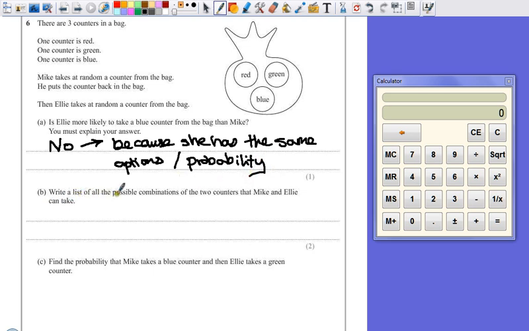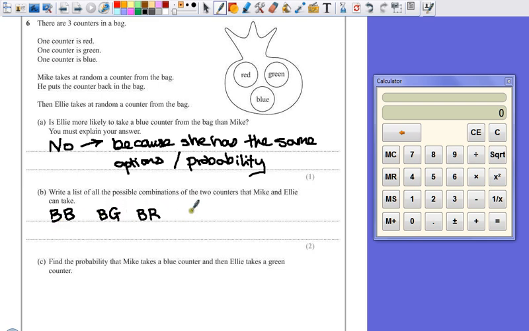B. Write a list of all the possible combinations of the two counters that Mike and Ellie can take. So bear in mind, it's just the same three counters. Each person is choosing from the same options. So let's keep it logical. I'm going to use B to represent blue, R for red, G for green. So we could have them both choosing blue. We could have the first one blue, the second one green. We could have the first one blue, the second one red. So that's all the combinations with blue.